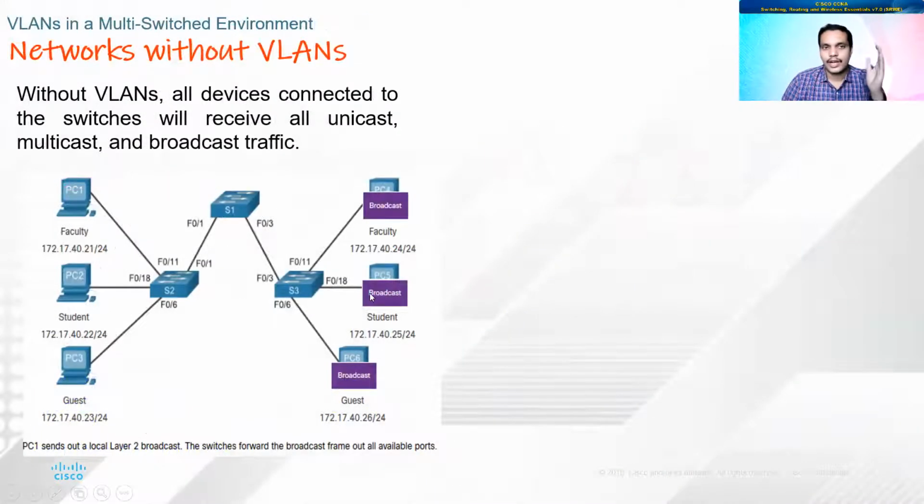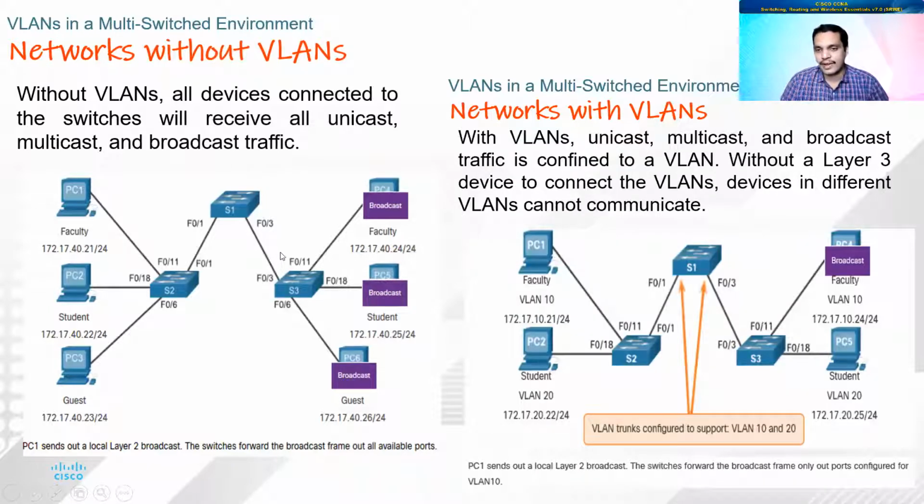Okay. Now, networks without VLANs, I just told you. If you don't have a VLAN, when one device sends a broadcast message, this broadcast message will be received by everybody. So huge amounts of traffic will be spreading through the network. Now, what if you have a VLAN? If you divide them into logical LANs, then without a layer 3 device, the devices belonging to different VLANs will not be able to communicate among themselves. The broadcast traffic from the earlier picture is now confined to that VLAN only.